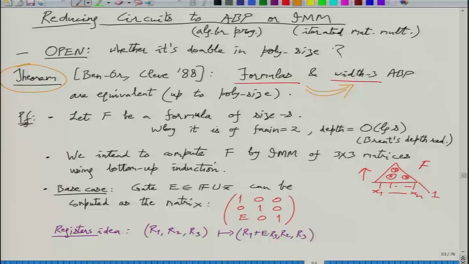The entries are very simple, they are just variables or constants, and the number of matrices is only poly S. So this we did by using some 3 by 3 matrix identities.